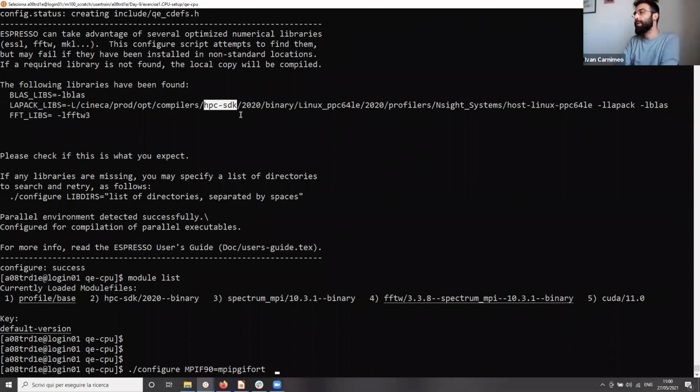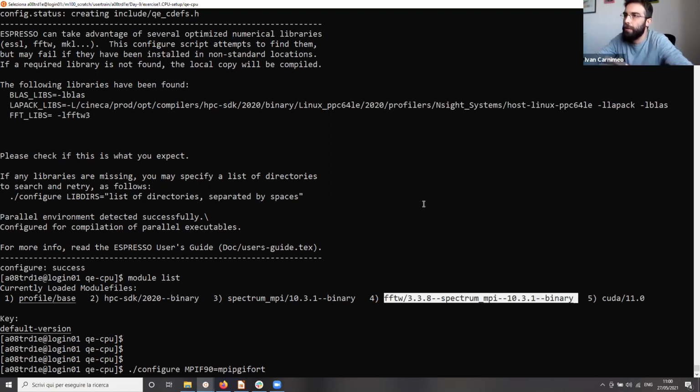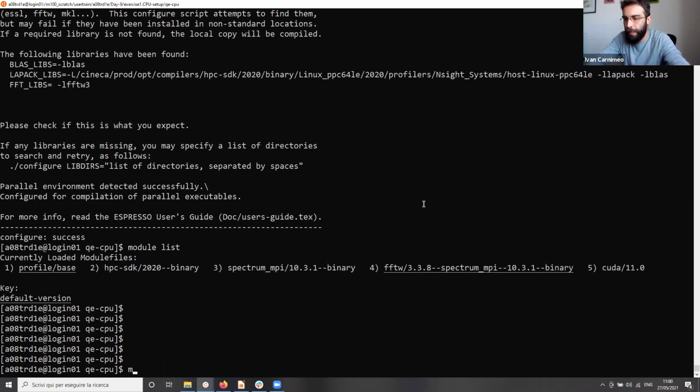So it means that we will be using linear algebra libraries that are already provided with the NVIDIA Fortran compiler. And here it is also telling us that it is using FFT libraries, FFTW3, which are the libraries that we wanted to use and that we loaded with this module now. So now everything is fine, and we can compile the code with make -j4 pw.